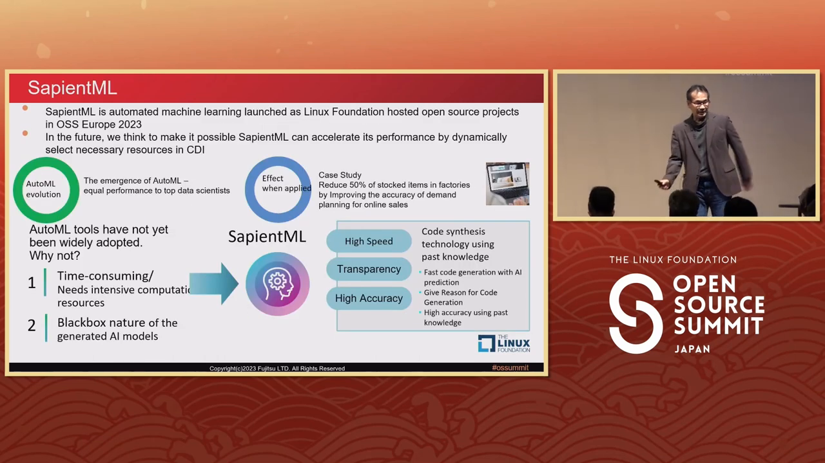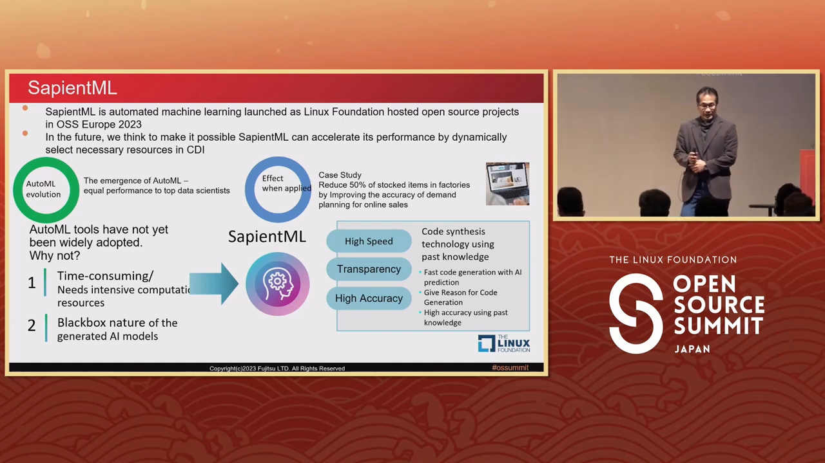By the way, Fujitsu is also contributing to AI. Sapient ML is automated machine learning. It enables quick generation of AI models. As you know, Fujitsu has launched it as a Linux Foundation project at OSS Europe. In the future, we plan for Sapient ML to accelerate its performance dynamically using CDI.